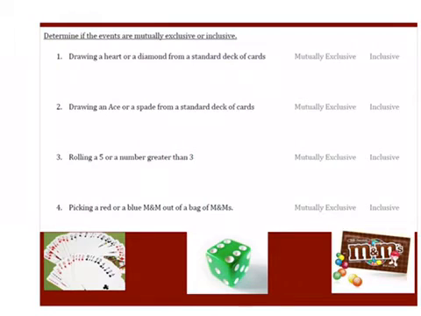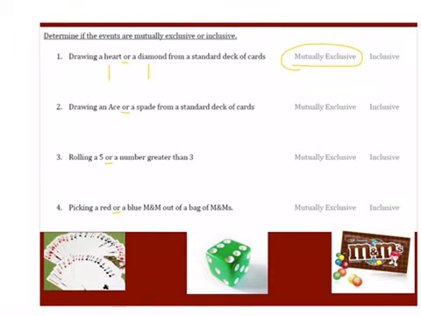So let's start by just trying to determine which it is, exclusive or inclusive. These all have the word "or," which tells me I would be adding these if I was going to actually solve them. Now, the way that I look at these, number 1, drawing a heart or a diamond from a standard deck of cards. I go, can I be a heart and a diamond at the same time? If I cannot be a heart and a diamond at the same time, then there is no overlap, so these would be exclusive. They do not affect each other.